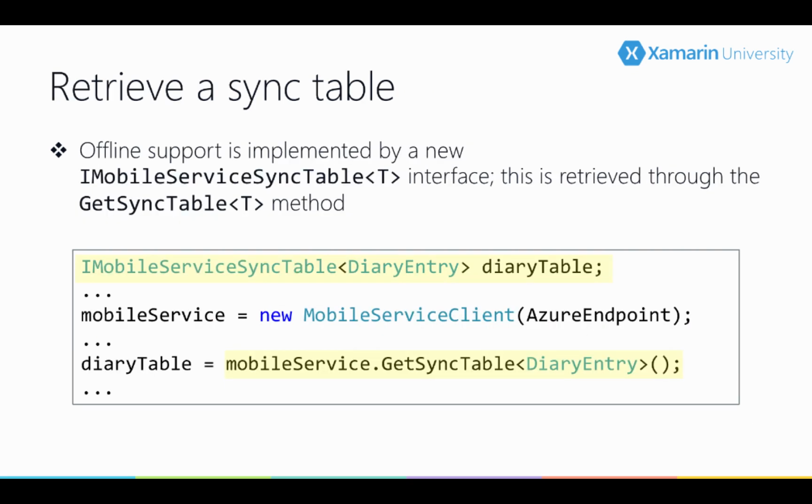Now, everything is set up to support offline caching. We just need to use the correct implementation of our table interface. Remember that we used GetTable to retrieve the table interface for a live connection. So when we want to support a local cache, we won't use GetTable. Instead, we're going to use a variation of that method called GetSyncTable. There's also a non-generic and generic form of this method as well, so the same rules apply. This method returns an IMobileServiceSyncTable interface, which replaces our original IMobileServiceTable.